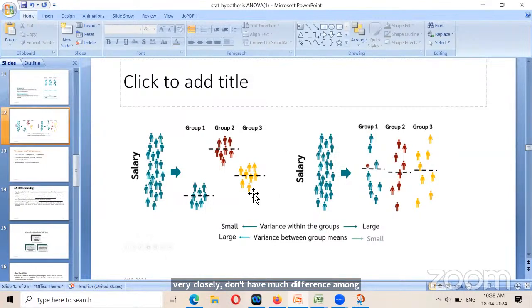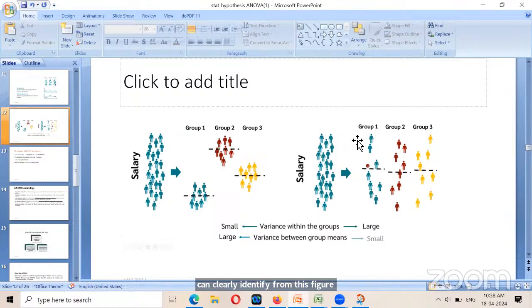So within-group variability is very small, but variance between the groups is very large, because clearly we can identify 3 groups, as they have some distance between them, right? So variance between the groups here is large, and variance within the group is very small, which we can clearly identify from this figure.